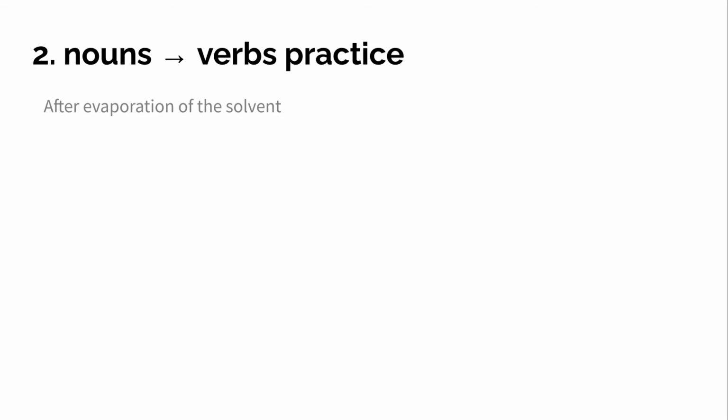"After evaporation of the solvent." "Evaporation" should be a verb. Here it's "after the solvent evaporated." But wait, it could also be "after the solvent evaporates." As a noun, we don't actually know what verb tense we're in. So changing it into the verb in this situation also gives us more information than we otherwise would have had. Next example.